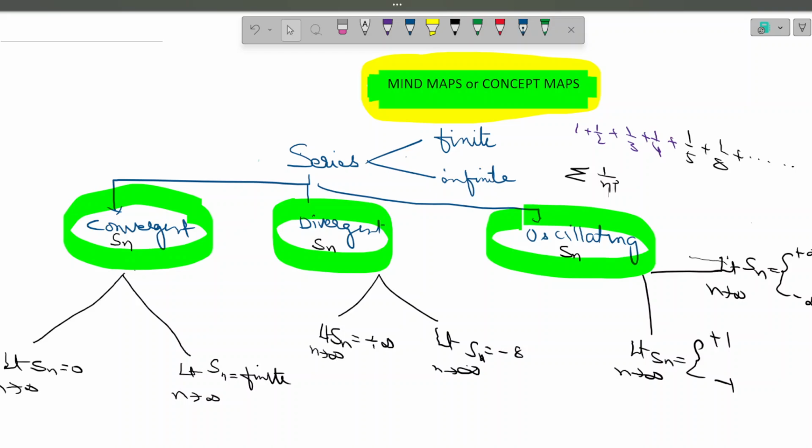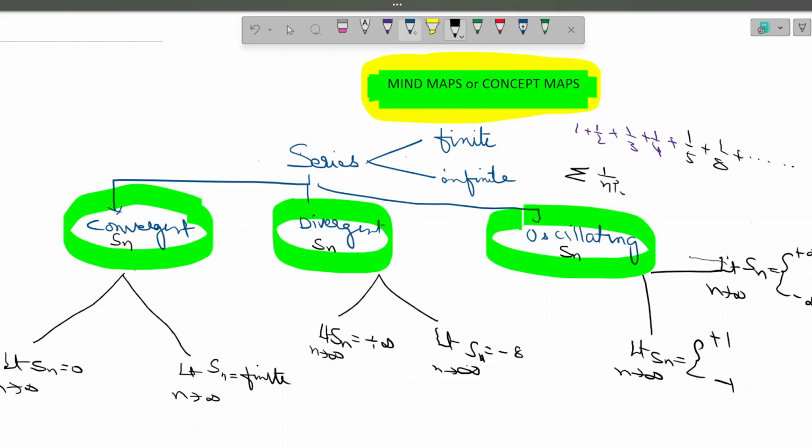Hi everyone, today we'll discuss mind maps, also known as concept maps. We'll discuss series. Basically there are two types of series, finite series and infinite series. For example, 1/2, 1/3, and so on, or summation of 1/n to the power of 3.